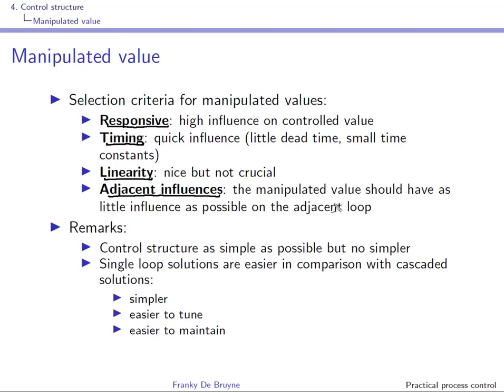A very important remark is that the control structure should be as simple as possible, but no simpler. Right? This means that if you have to implement a cascaded solution, then you implement it, but in some cases it's not necessary. And if it's not necessary, then stick to a single loop solution because they are simpler, they are easier to tune, and they are easier to maintain. We'll come back to this later when we talk about the interlocks that you have to implement in cascaded solutions.